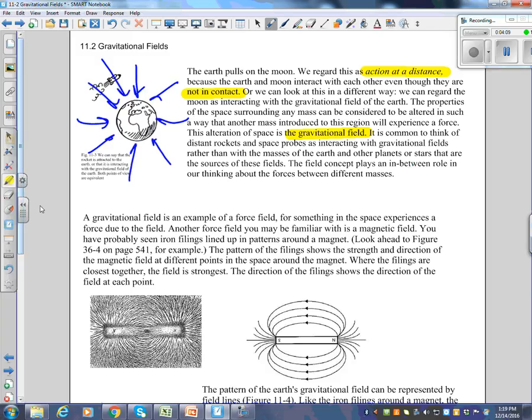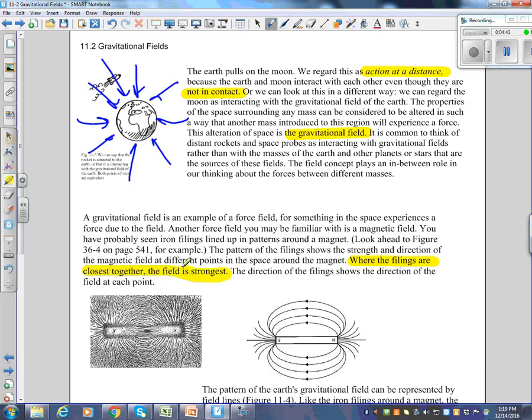All right. A gravitational field is an example of a force field. Something in the space experiences a force due to the field. Another force field you may be familiar with is a magnetic field. You've probably seen iron filings lined up in patterns around a magnet. You probably saw that in about grade 5 or 6, right? Some of you maybe missed that day. Here's a picture right here. The pattern of the filings shows the strength and the direction of the magnetic field at different points in the space around the magnet. Where the filings are closest together, the field is strongest. Why did I say it like that?